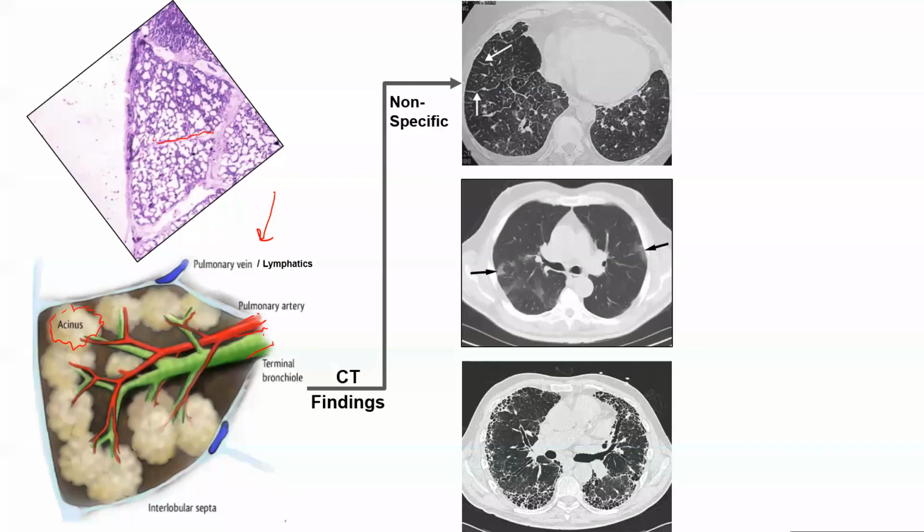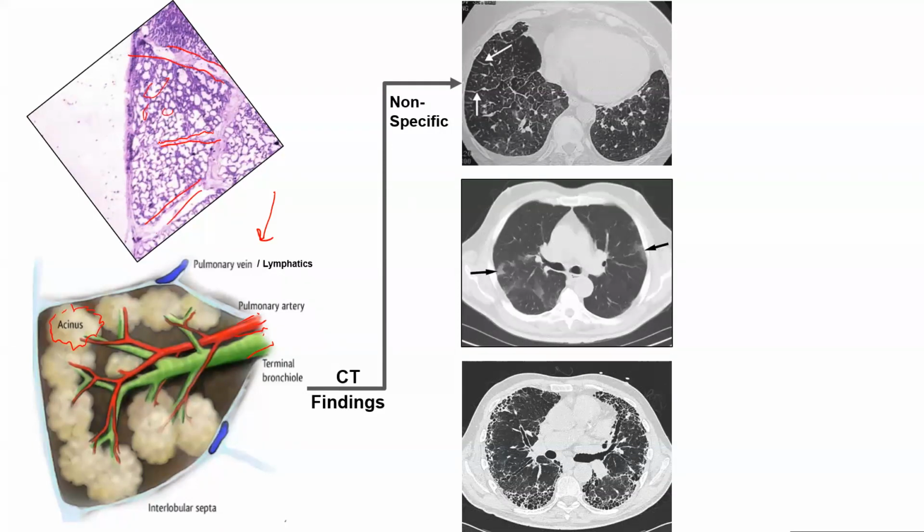Here it is looking anatomically: there's a terminal bronchiole right here. Here is your pulmonary vein. Here's your pulmonary vein right here. So this is the secondary pulmonary lobule. Here are all these acini, which are constituted by little alveoli. So things that happen to the lung really happen to this secondary pulmonary lobule, and you can see these things on CT scan.